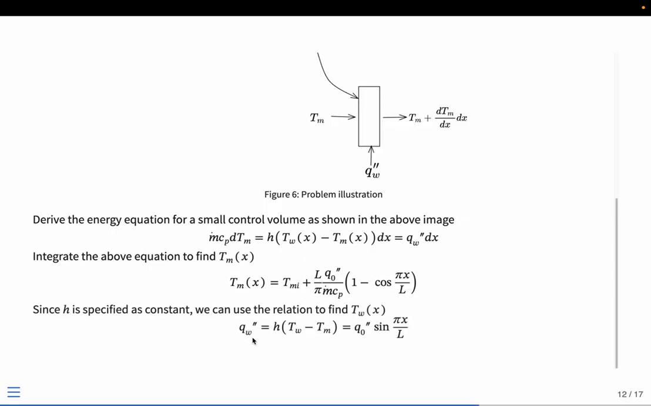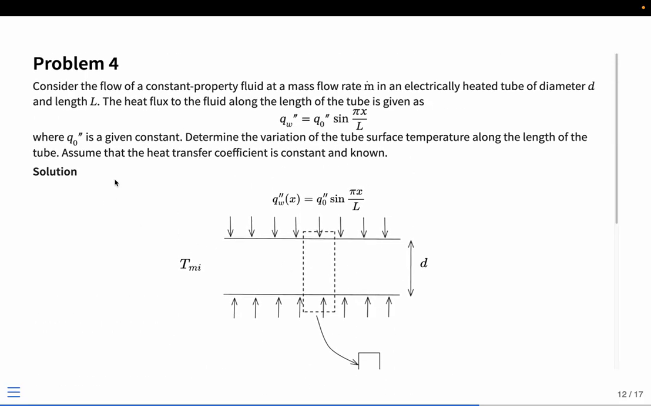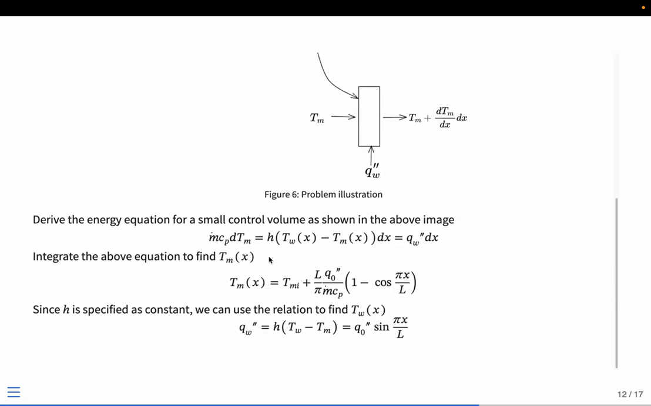So basically Qw prime is h times (Tw minus Tm), and I know the value of Tm, and this equals this, so I can calculate Tw to be Tm plus this entire term divided by the heat transfer coefficient. And we are able to do this because in the question it is assumed that the heat transfer coefficient is constant and it is known and given to us. If we do not know the heat transfer coefficient, or if we are unsure whether it is constant, then we cannot do whatever we are doing here. If you substitute, then you will directly get the expression for wall temperature.